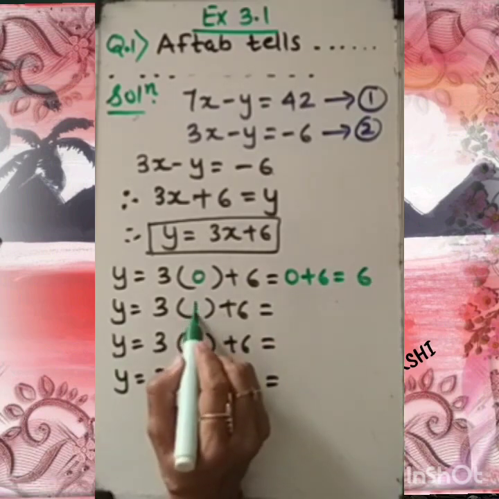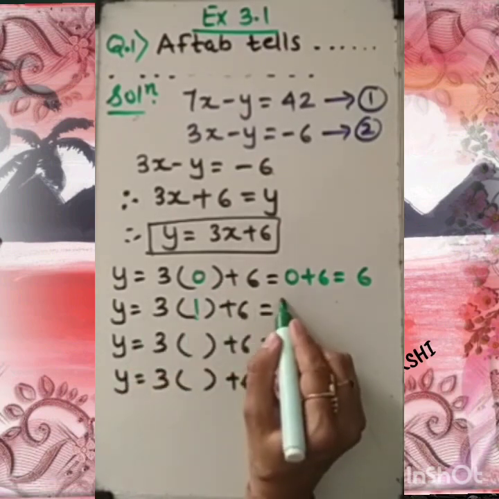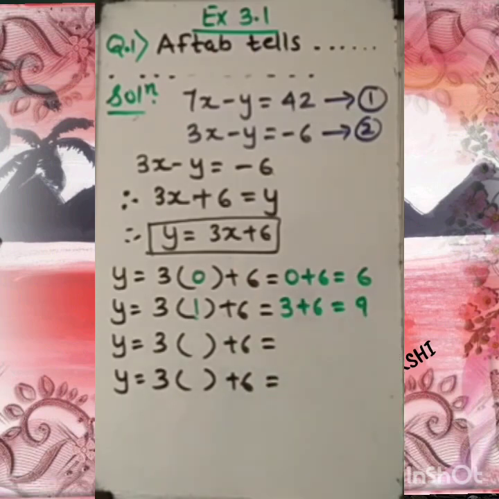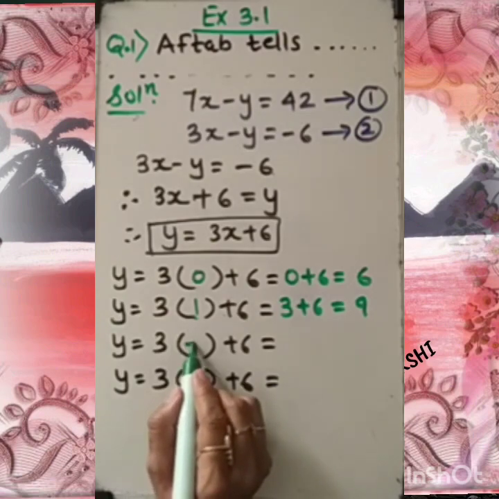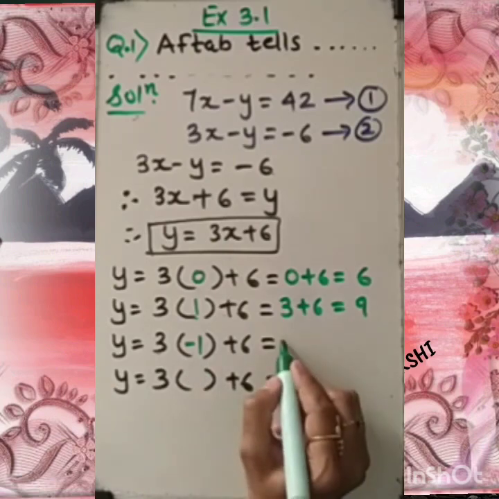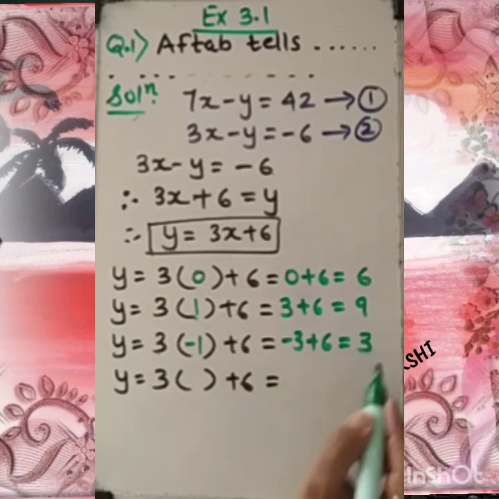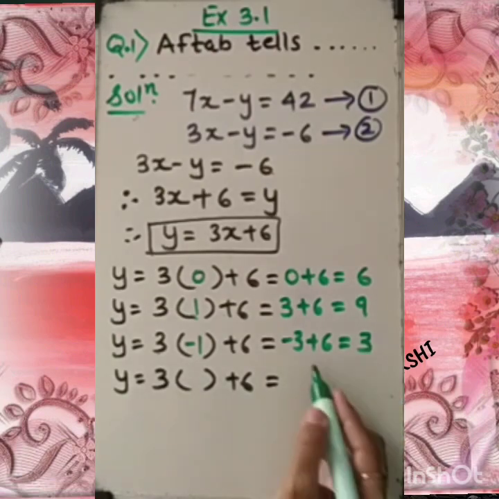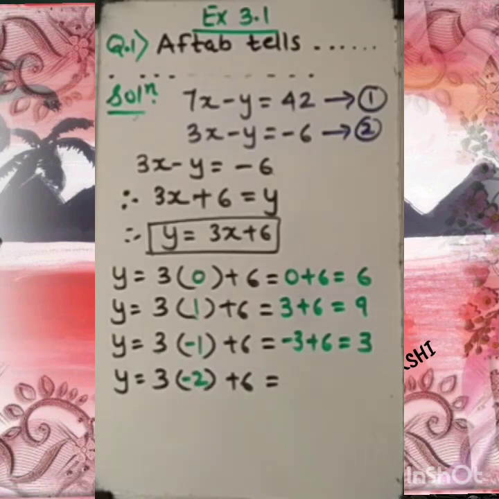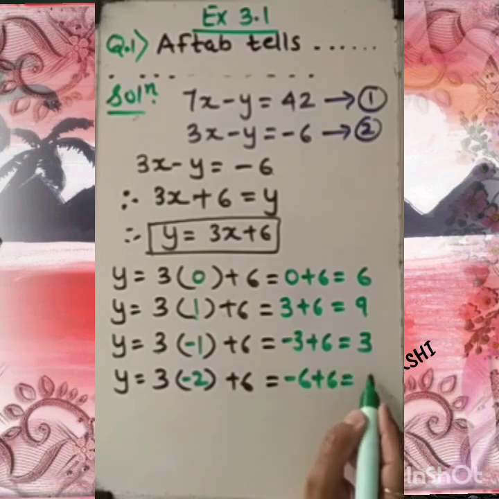Let's take 1. If I choose 1 here, observe carefully, then 3 times 1 is 3, plus 6. 3 plus 6 is 9. Let me choose minus 1 now. So 3 into minus 1 is minus 3, plus 6. That gives the result 3 only. Minus 3 plus 6 equals 3. Same way, can I move with minus 2? Because 3 into minus 2 is minus 6, plus 6, that is 0.